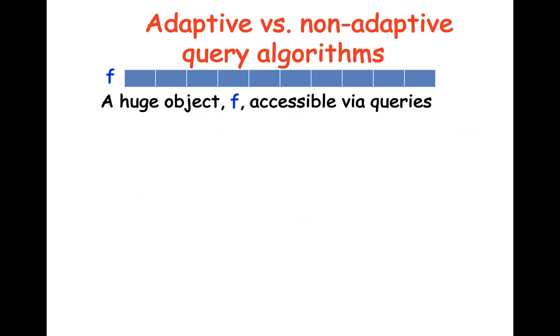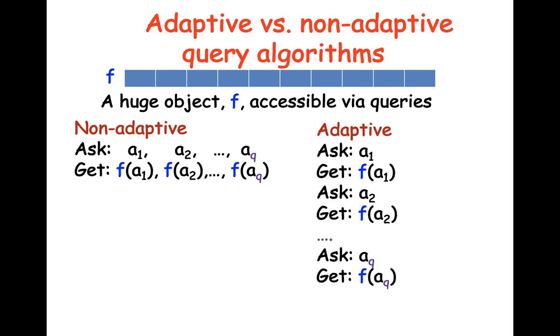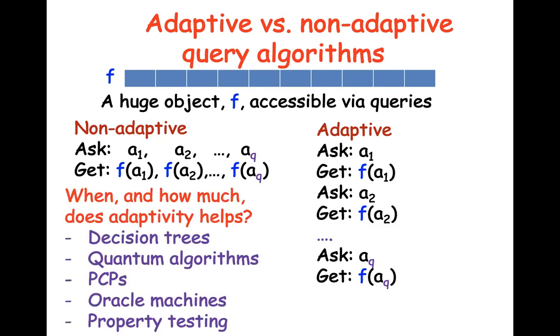The setup is there is a huge object, maybe a function, a Boolean function or sequence F, and we want to understand something about it via queries. There are two types of algorithms. Non-adaptive, in which we ask all queries in advance and get the value of F on all of them. Whereas adaptive algorithms are stronger. They can ask the first query, obtain the answer F of A1, use it to decide the second query, obtain the answer for it, etc. These are adaptive algorithms, and of course, the question is when and by how much does adaptivity help?